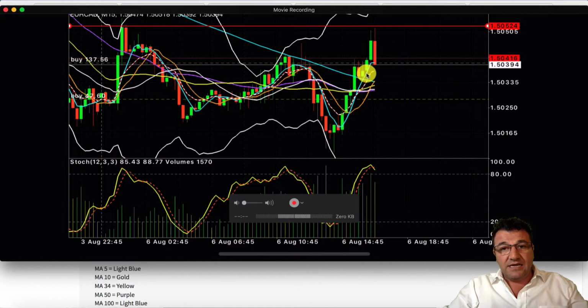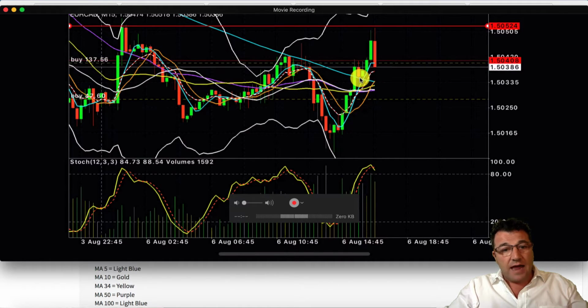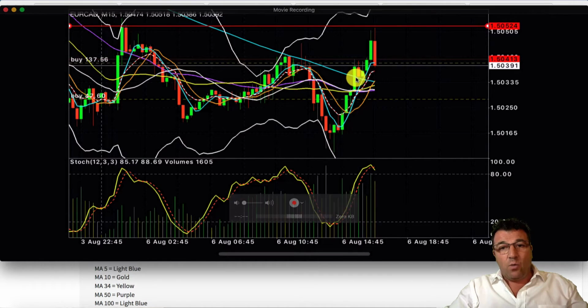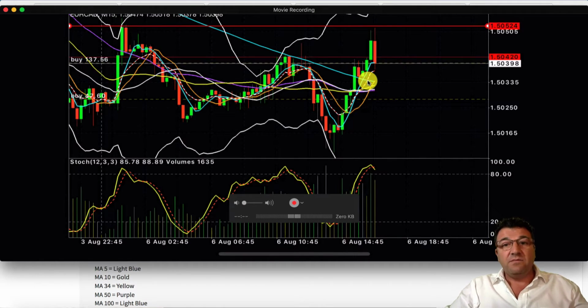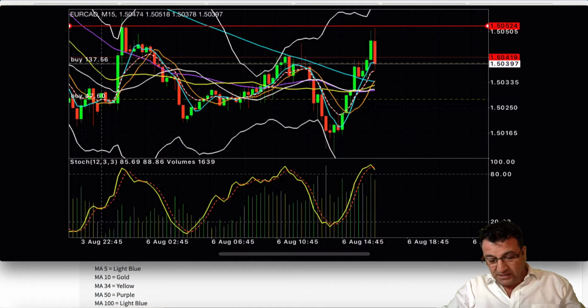So here it's hitting the 5. This is the 5 moving average. And here is another very important line. Remember, it is the blue line, which is the EMA 100. So this is the closeout of the last 100 candles on the 15-minute chart. It is quite an important line. Where is the 200?